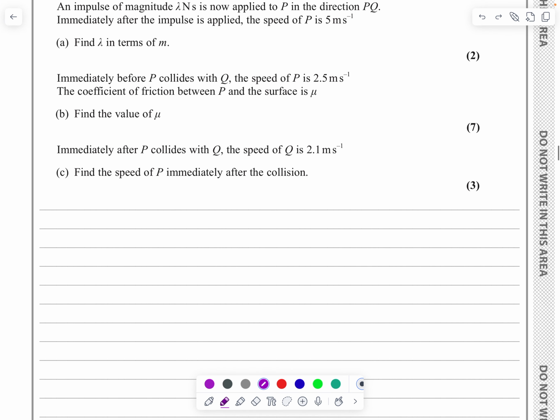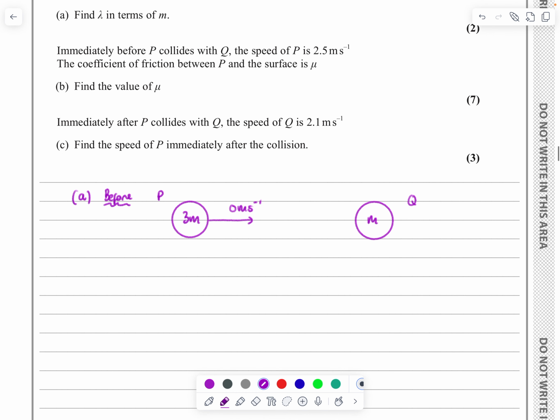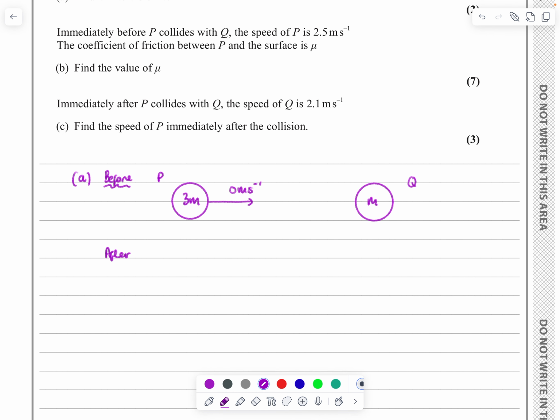So my standard diagram would be, we're trying to find lambda in terms of m, I'd start off with P, and what I normally do, I'm going to do it all even though I won't need the right-hand side of the diagram, is I would normally say before, what have we got? Well, we've got P here, which is 3m, and it's going to have 0 velocity to start off with. Q, which is over here, I'm going to put on there, but we don't need Q for the first part of the diagram. And then after, what do we have?